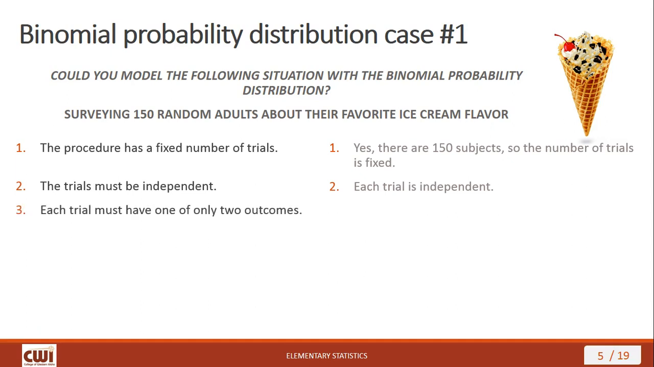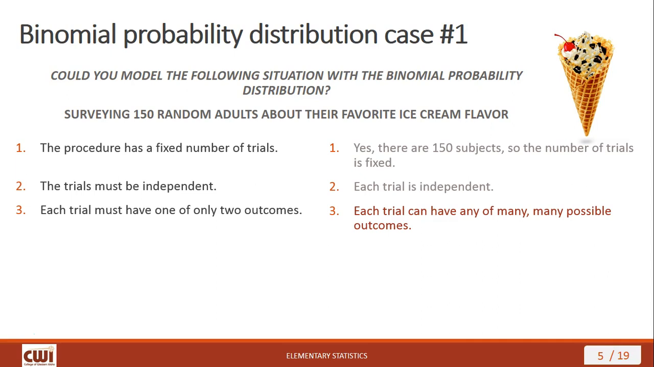Each trial must have one of only two outcomes. Well, how many outcomes do we have when we survey each adult about their favorite flavor of ice cream? Well, there are many, many possible outcomes. I mean, this is ice cream we're talking about here. Thank goodness there are more than just two possible outcomes for a favorite flavor. There's many, many different varieties.